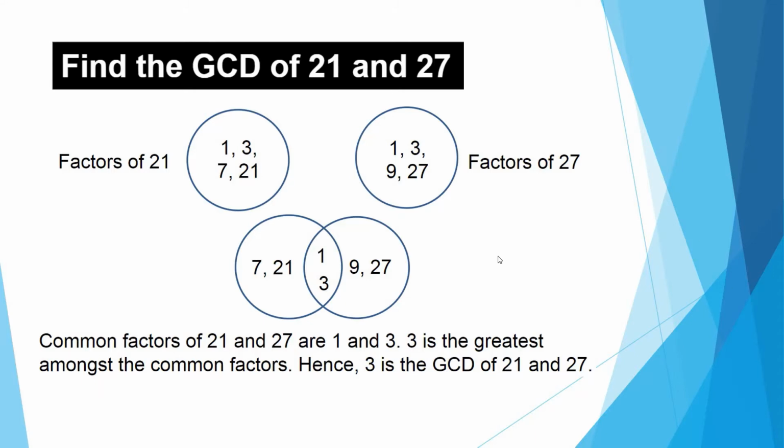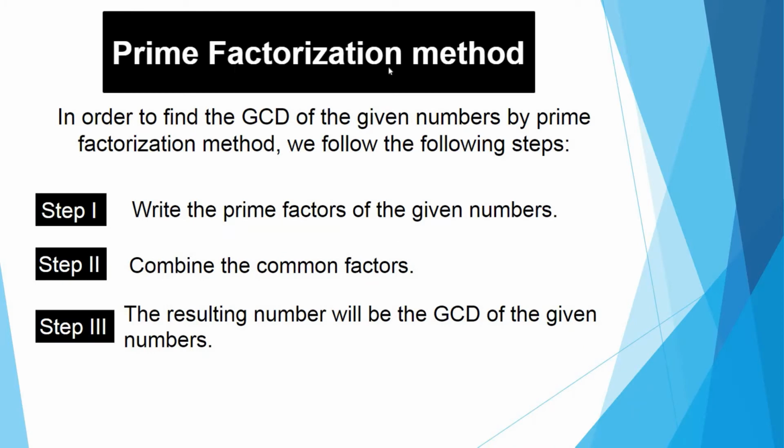Okay? Prime factorization method. In order to find the GCD of the given numbers by prime factorization method, we follow the following steps. Step 1. Write the prime factors of the given numbers. Step 2. Combine the common factors. Step 3. The resulting number will be the GCD of the given numbers.